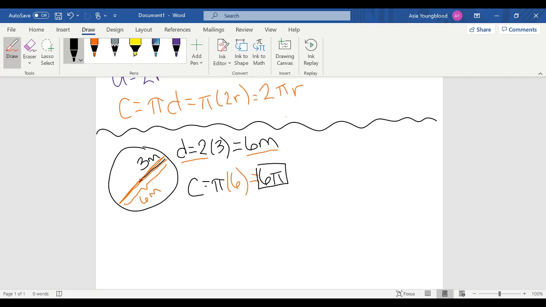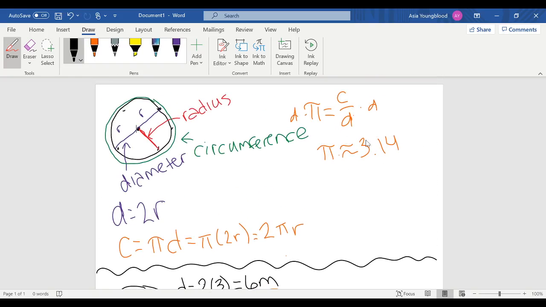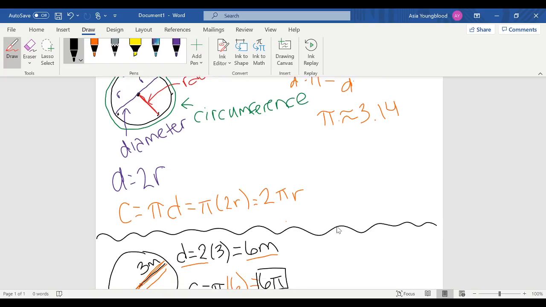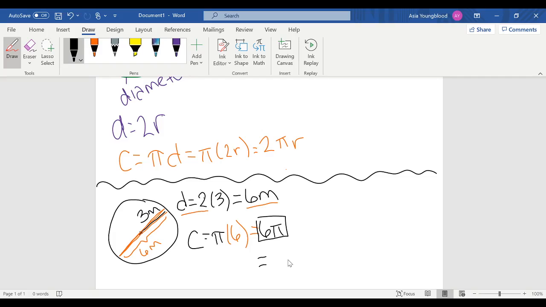Another way you could write it is to get an approximation. So as I said before, pi is approximately equal to 3.14. Again, we know that there are more numbers that come after it, but this is the approximation most people go by. So if you wanted to get another value, you could say that the circumference of this circle is approximately 6 times 3.14. If you pull up your calculator and type into your calculator 6 times 3.14, you're going to get 18.84.